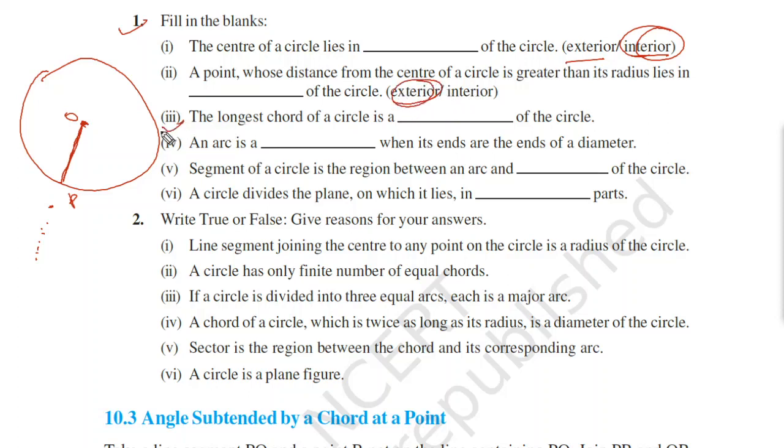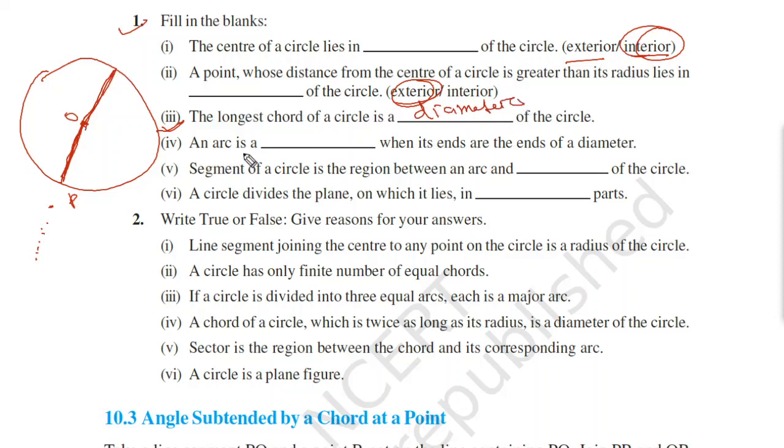Now we'll move to the next question. The longest chord of a circle is a dash of the circle. We know which is the longest chord. The longest chord will definitely go through the center, and that is the diameter. So you can say the longest chord of a circle is a diameter.